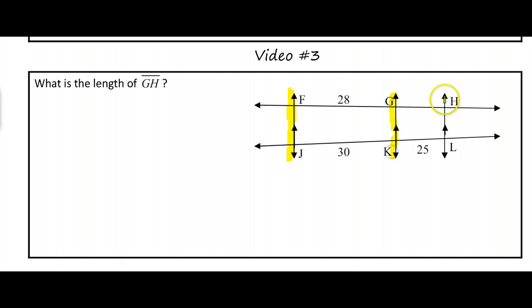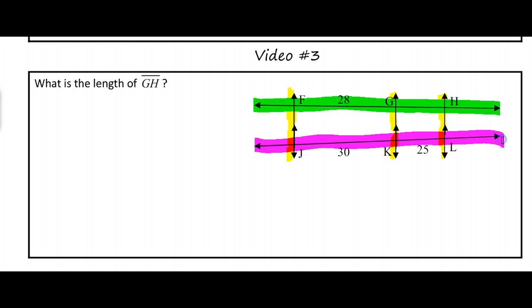1, 2, 3, that it's going to divide the two transversals. So here's one transversal, and here's the other transversal. It's going to divide those transversals proportionally. So the way we can write our proportion is FG divided by GH is equal to JK over KL.